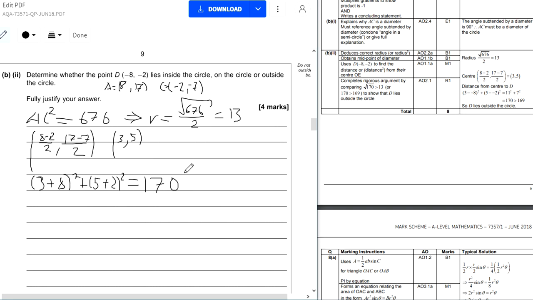So if we square root this, root 170, we're trying to check, is it greater than 13? Best way to do that is probably just to square both sides, and that's 169. So it is greater than 13. So then it's outside the circle. If it was 169, then it would be on the circle. If it was less than 169, it'd be within the circle.